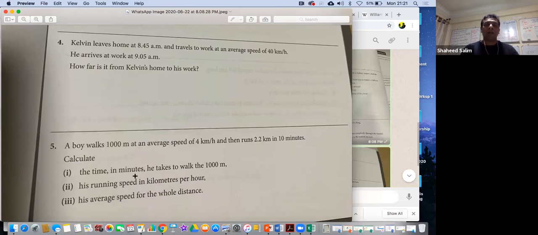Calculate in time, in minutes, how long he takes to walk that 1,000 meters. How long will he take in minutes? But you try it out. Okay, what's your answer?